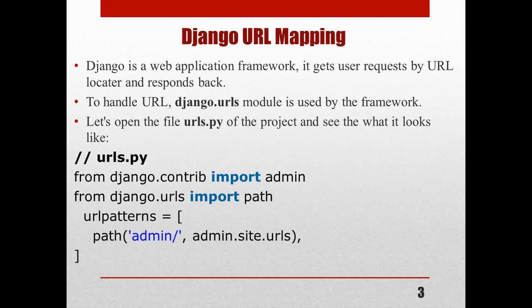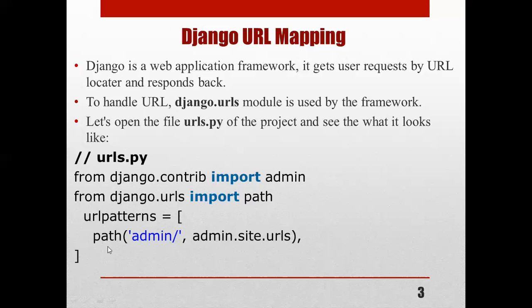So now let's open the file urls.py of that project and see how that file looks like. If we open that urls.py file, it contains content like from django.contrib import admin, from django.urls. These are the modules used by the framework. From django.contrib we are going to import admin, and from the django.urls module, we are going to import the path function. Okay. So now URL patterns.